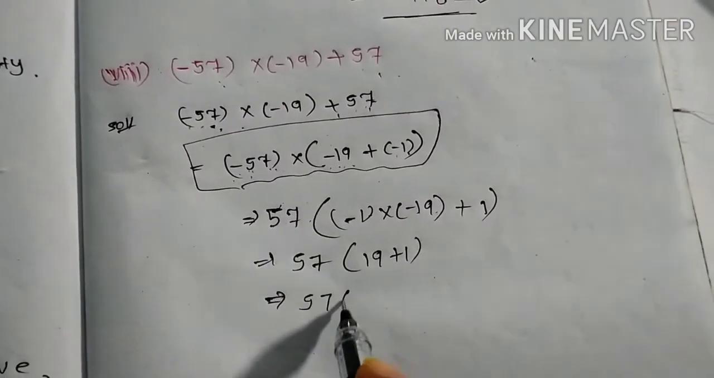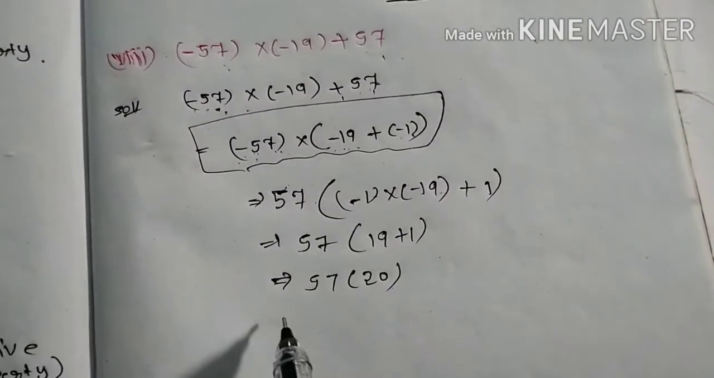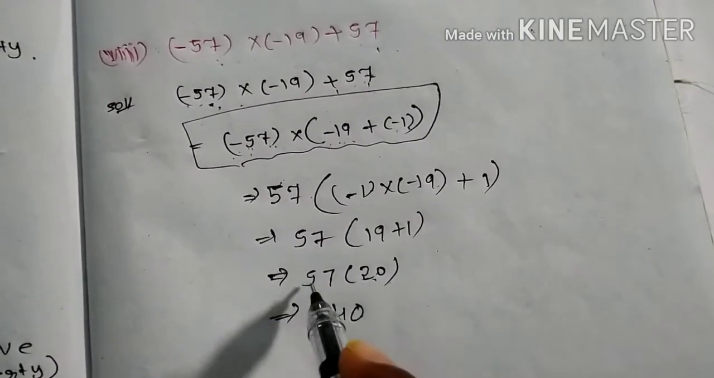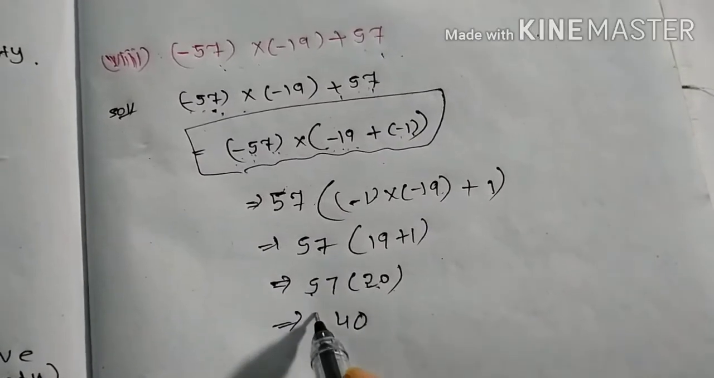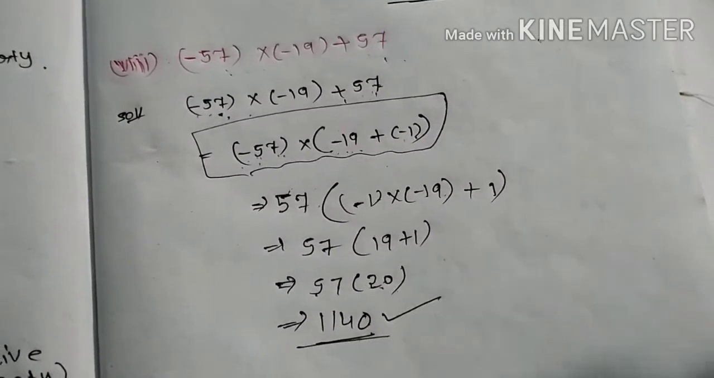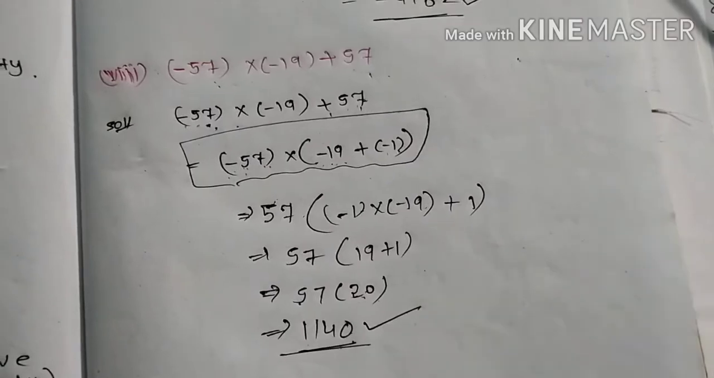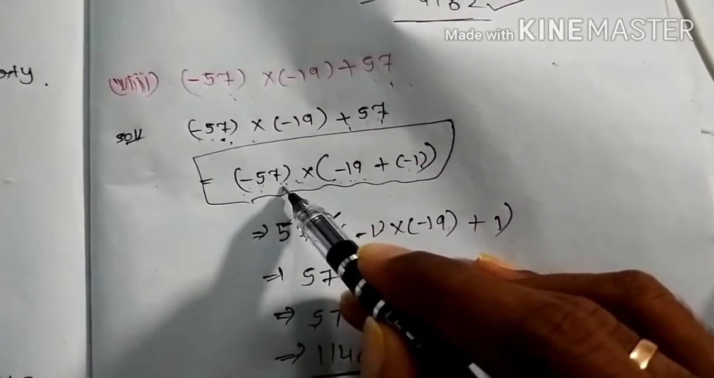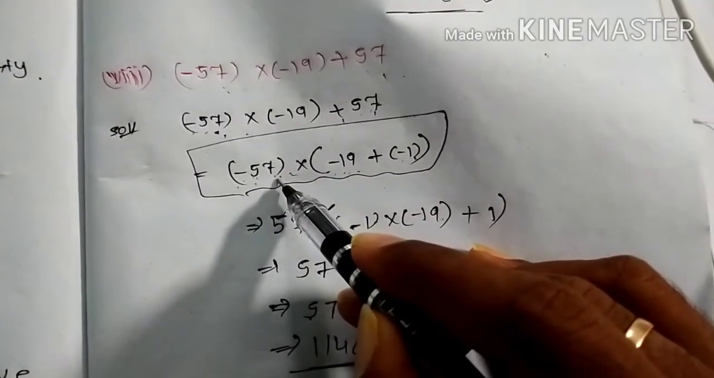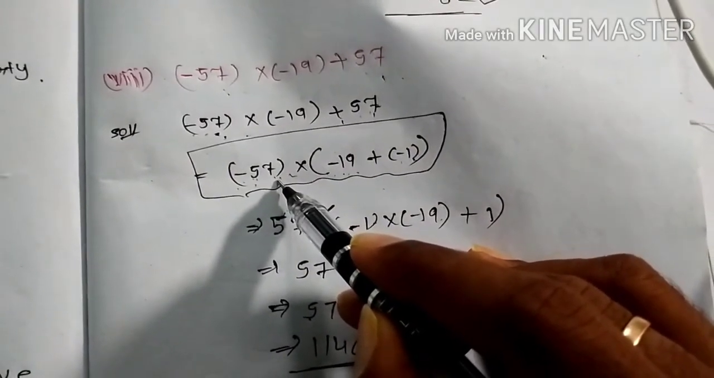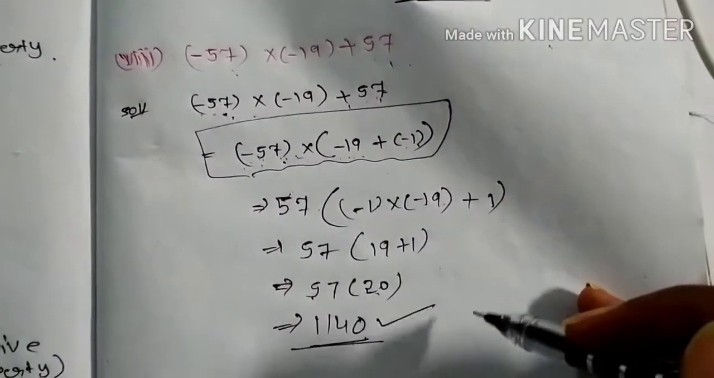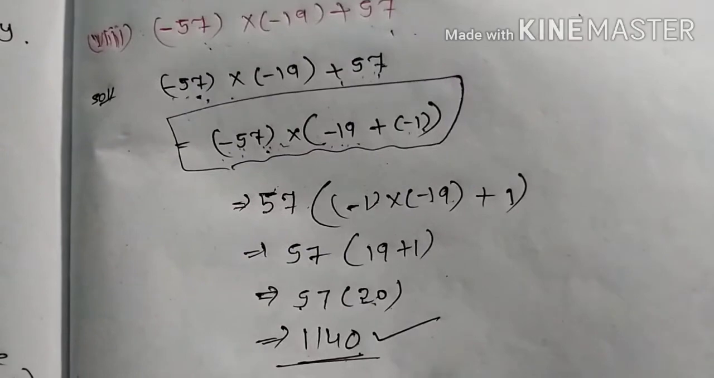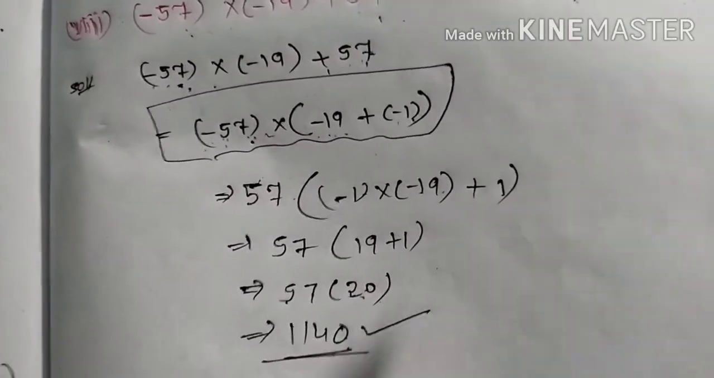Here, 57 into 20. See, 57 into 20 means first you can write 0. 2 times 7 is 14. 2 times 5 is 10. 10 plus 1 is 11. That means your answer is 1140. Even if you take minus 57 common, you will get the same answer. You can try whichever is the easiest method for you. Is it okay? I hope you understand. In this way you can do the remaining problems.